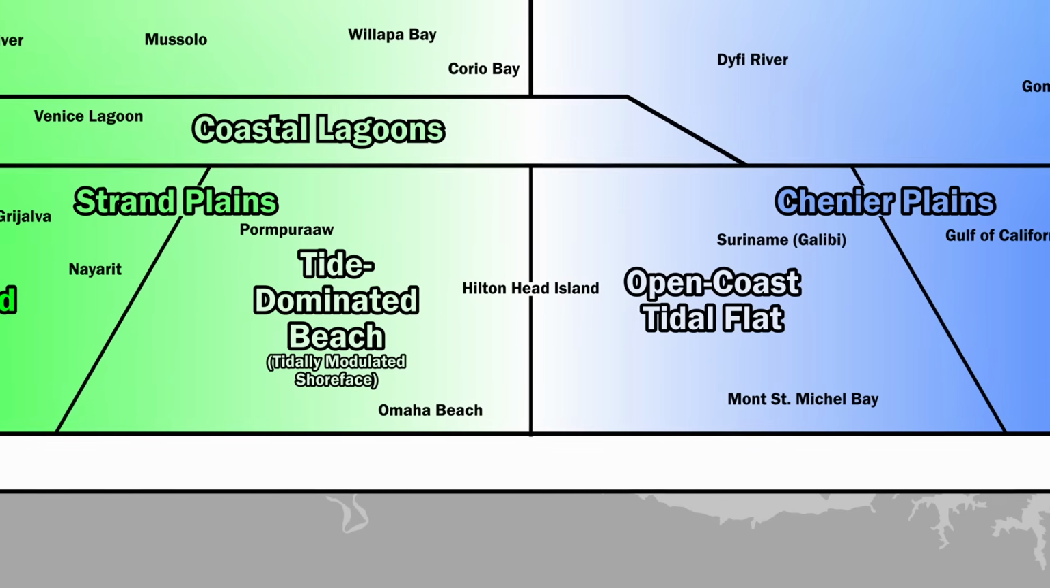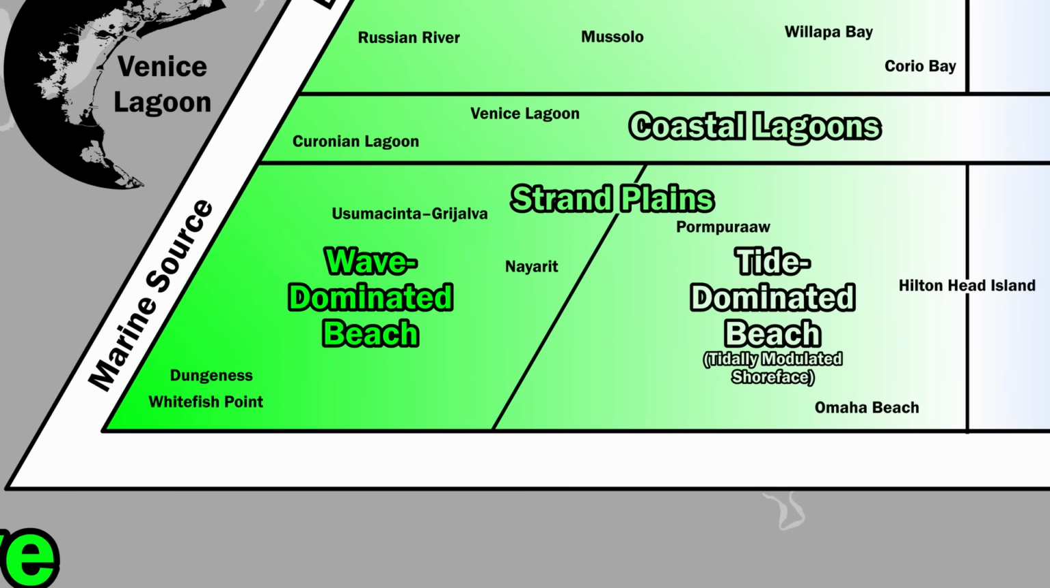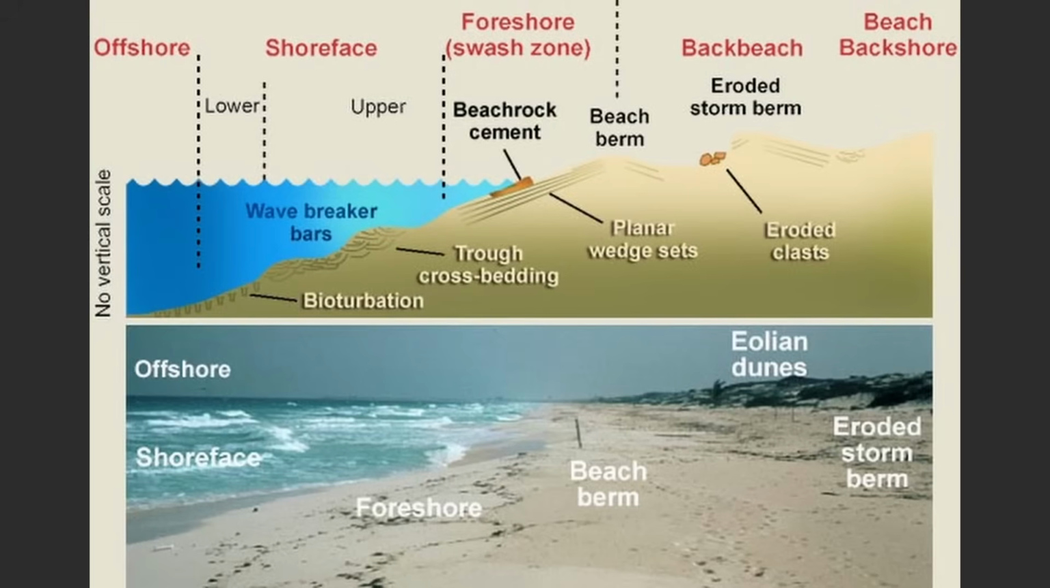Now let's move on to the wave-dominated section of these coastal plains. That is, wave-dominated beaches. Wave-dominated beaches are probably what you would expect of a classic beach. Waves bring sand or other sediments like gravel up the shore, slowly prograding the coastline.